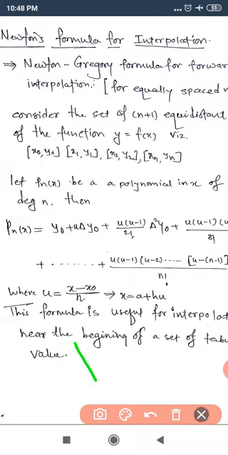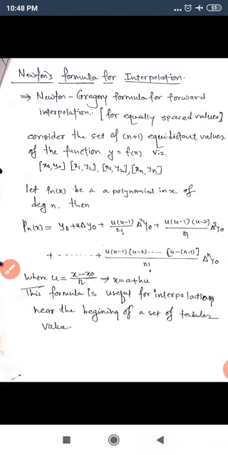Now this formula is useful for interpolating near the beginning of a set of tabular values. If you want to calculate values of y equal to f of x at the beginning of the table, we can use Newton's forward formula.